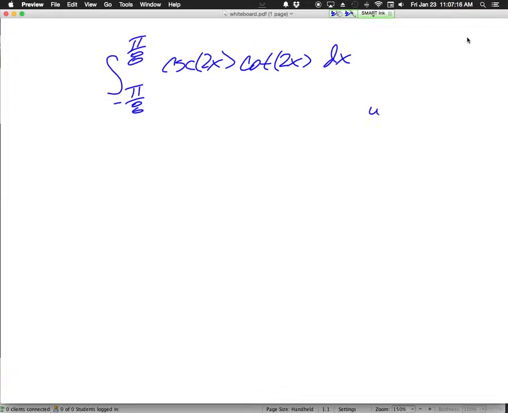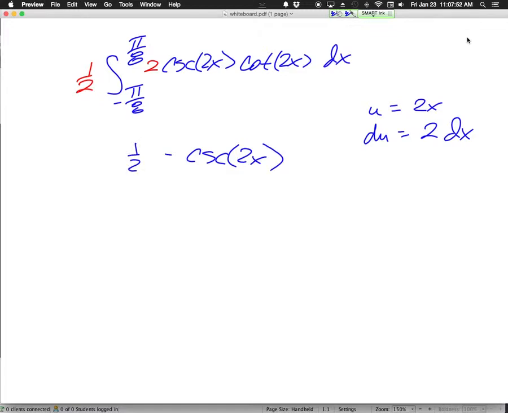So I'm going to say my inside is 2x, which means my derivative is 2 dx. Is it there? No. So I need to add it, which means I need a 1/2. So here is the most important part. I've made sure my derivative is there. The only thing I'm going to integrate is the outside, which is cosecant cotangent. What do I get when I integrate cosecant cotangent? I get negative cosecant. So negative cosecant of 2x, I need to bring the 1/2 down.